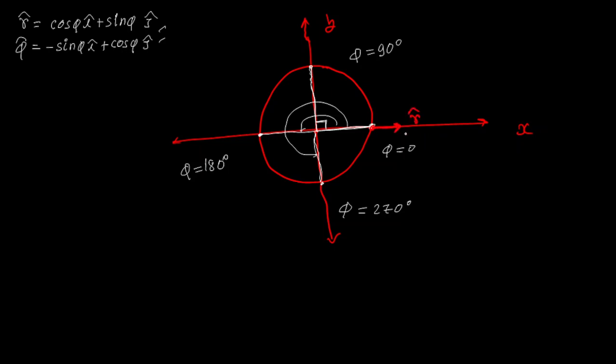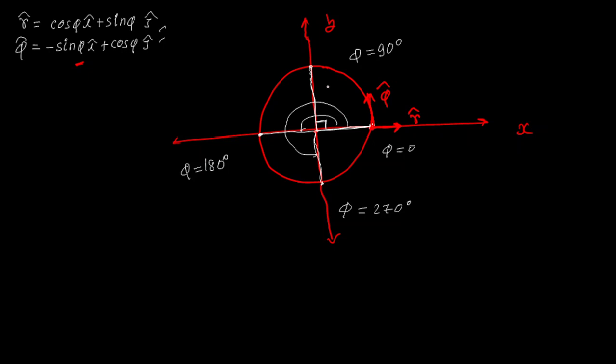This will be the direction of r cap. And what will be the direction of phi cap? See, if you put the value phi equals 0 in this equation, what will you get? Sin phi is 0, cos phi equals 1, because cos 0 will give you 1. So phi cap will be plus j cap. So the direction of phi cap will be along this direction, the positive j axis.